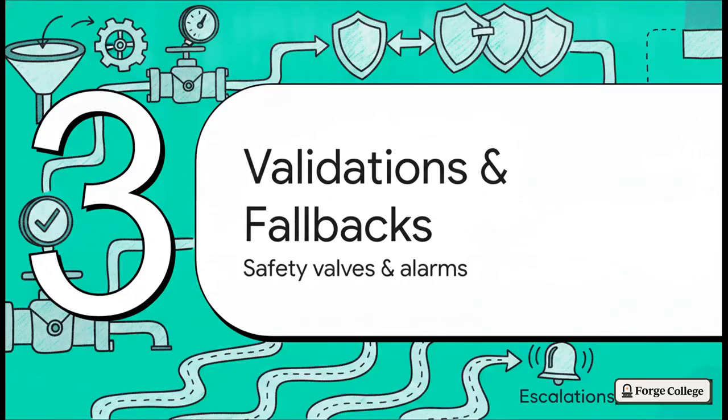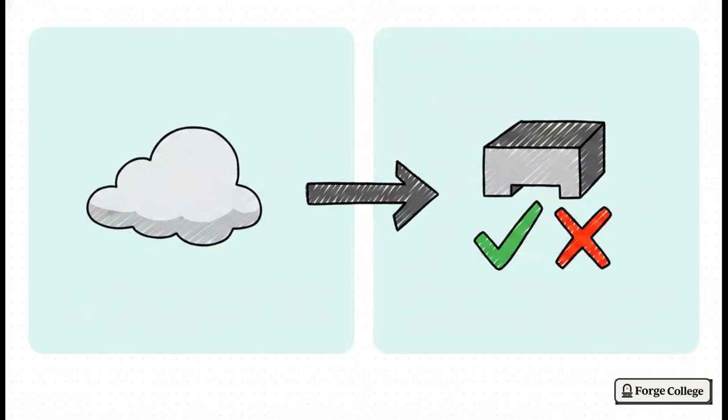Let's jump into Section 3, validations, fallbacks, and escalations, safety valves and alarms. Listen, hope is not a strategy. Just hoping your data stays clean is absolutely not going to cut it. We have to convert those fluffy, high-level design invariants into hardcore executable checks.